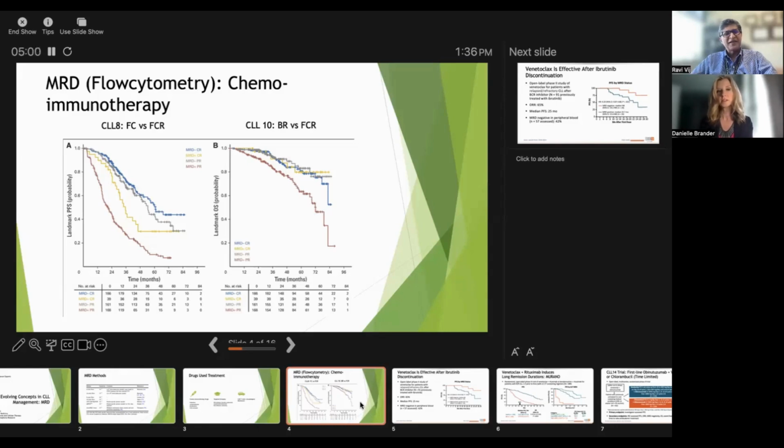Yes, absolutely. So I think as it was recognized with chemoimmunotherapy, and as you outlined, previous to the targeted therapies, the primary gold standard, so to speak, chemo regimens we were using was FCR for younger and fit patients, and bendamustine rituximab for older patients, or obinutuzumab and chlorambucil for some patients, not so much anymore.